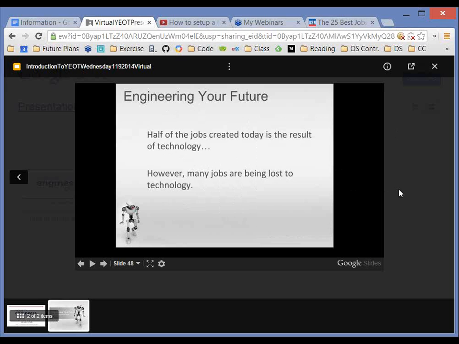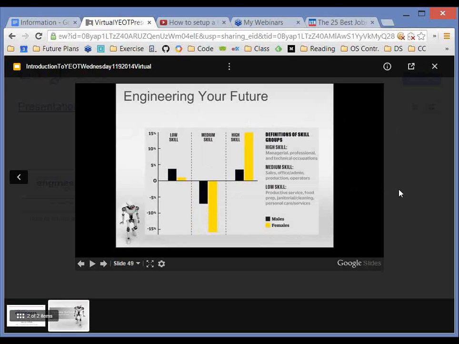However, many jobs are being lost to technology. It's showing here that medium-skill jobs are easier and more cost-efficient for robots to replace, because low-skill jobs don't cost very much for people to pay. You don't have to pay people very much to do them. Low skill here is productive service, food prep, janitorial, cleaning, personal care services.